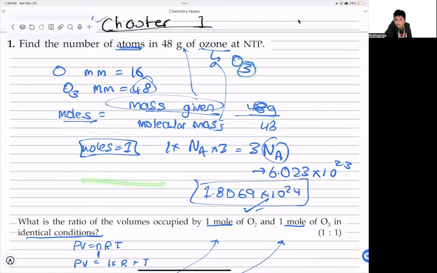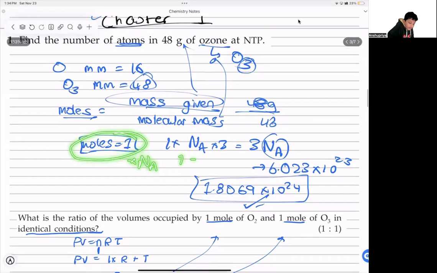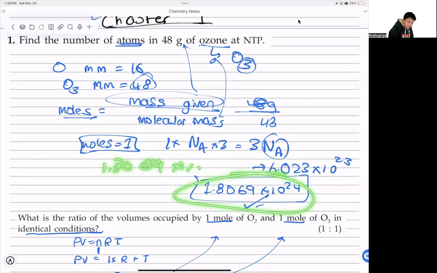So for the number of molecules, what we will do? We will multiply the number of moles by Na. So that will become Na into 3, where Avogadro's number is 6.023 into 10 to the power 23. So this will become 3 Na, or it will become 1.8069 into 10 to the power 24.